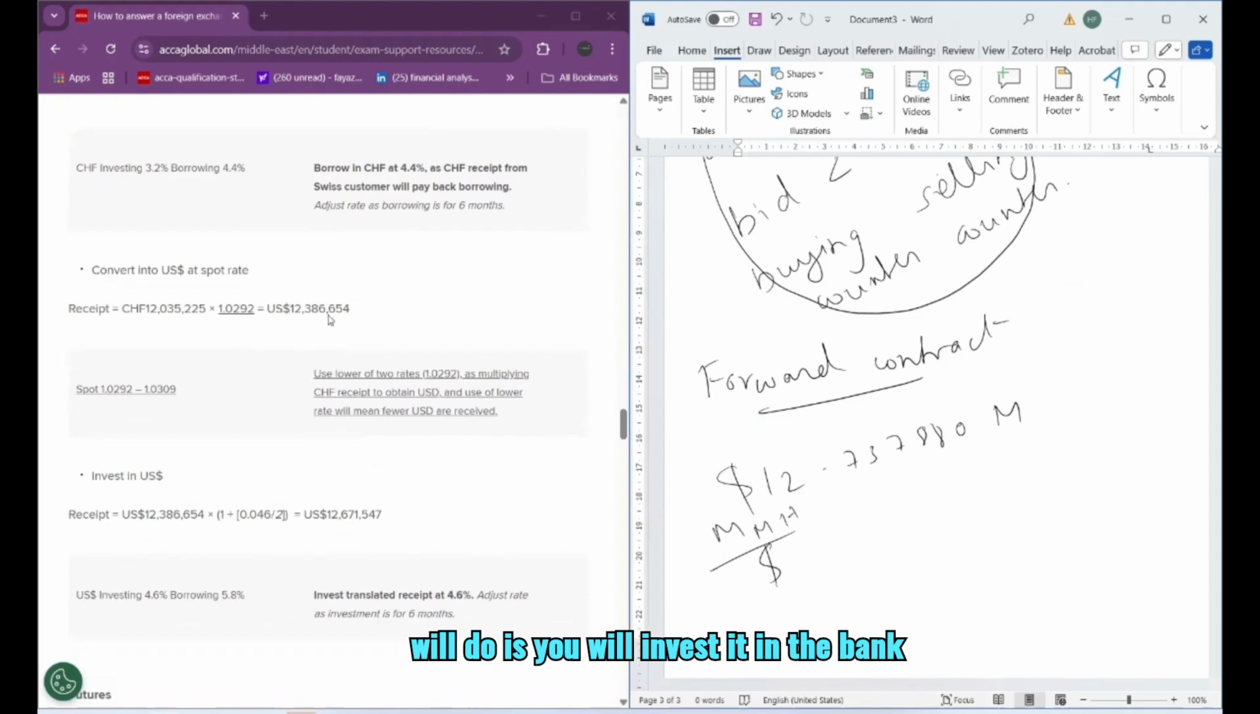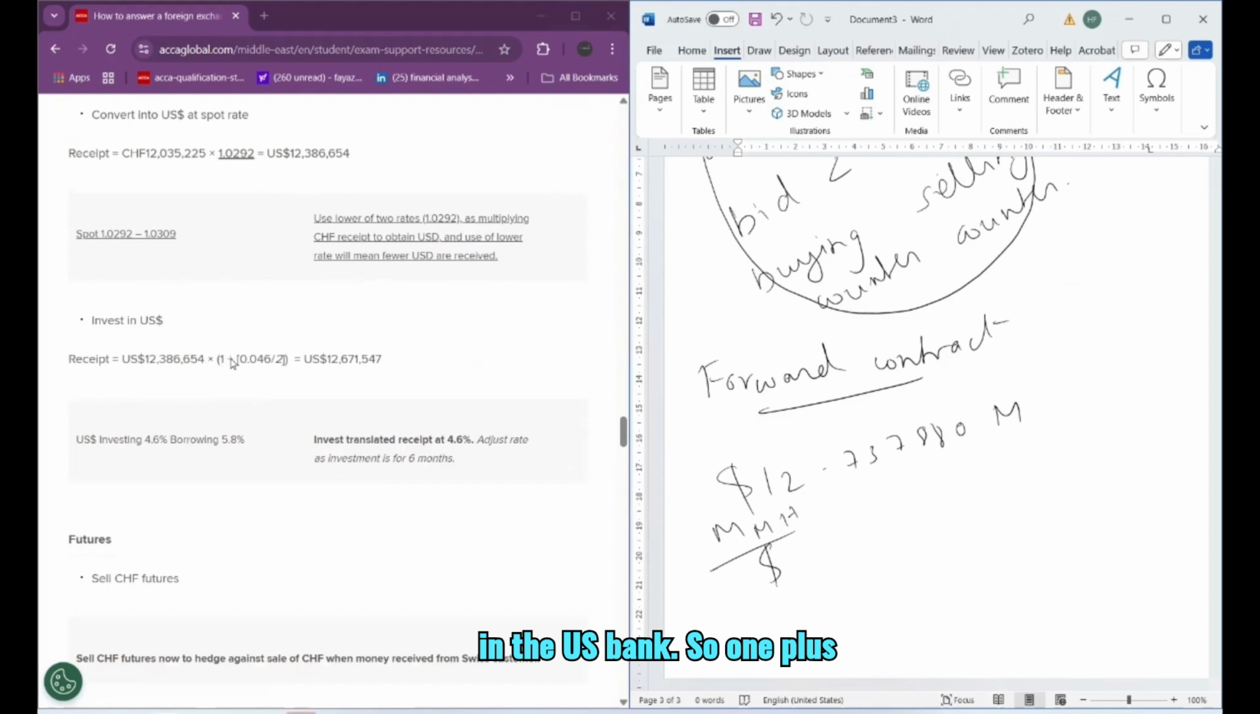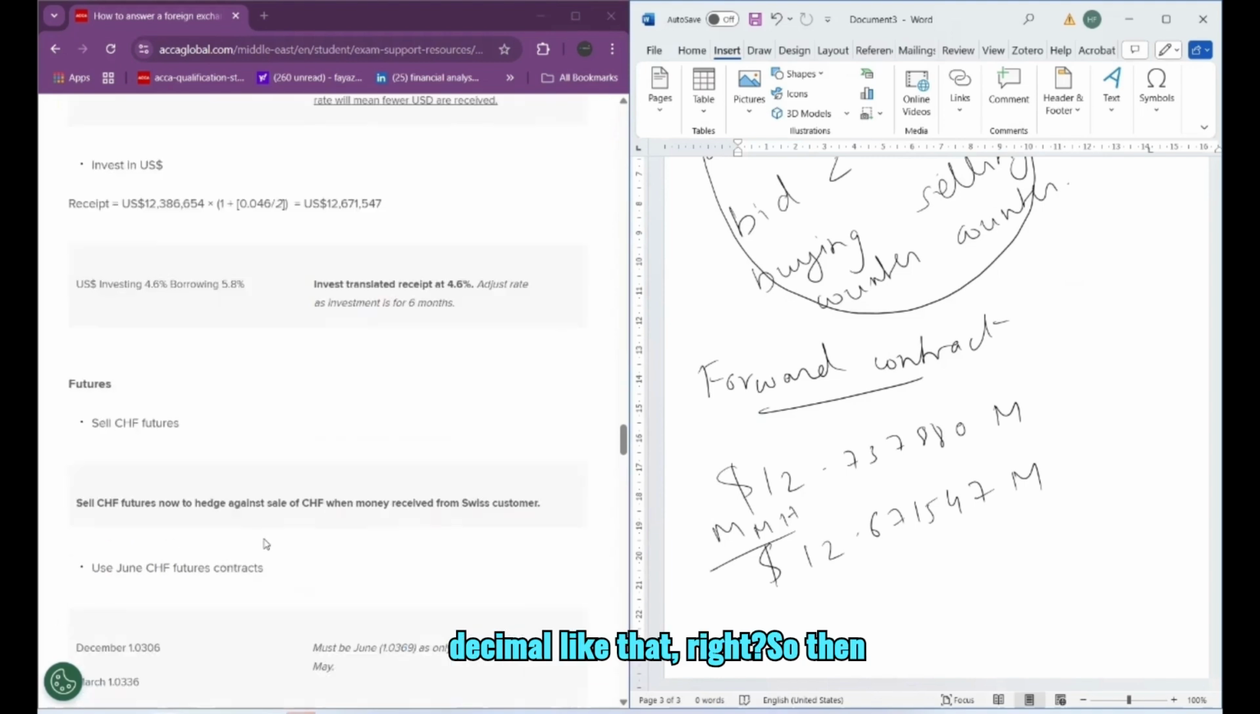Now what you will do is invest it in the US bank. So 1 plus 0.046 by 2, because it is just going to be invested for a period of 6 months, clearly mentioned here. And you will get 12.671547 being the final amount. So I'll take a note of this: 12.671547 million, because I've converted this into decimal like that.